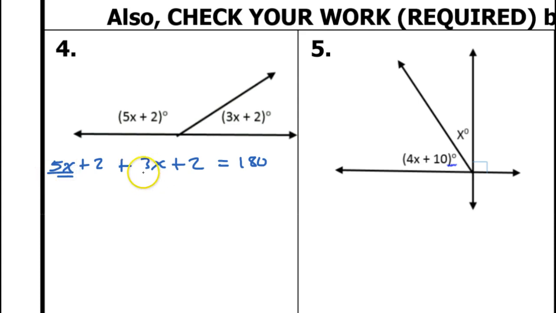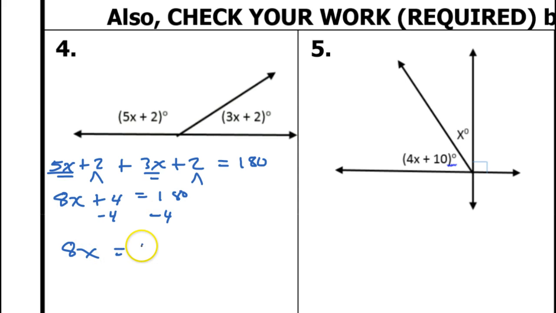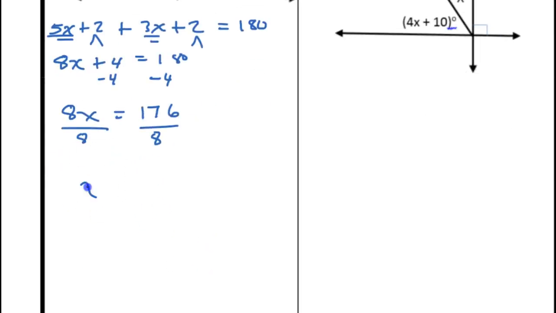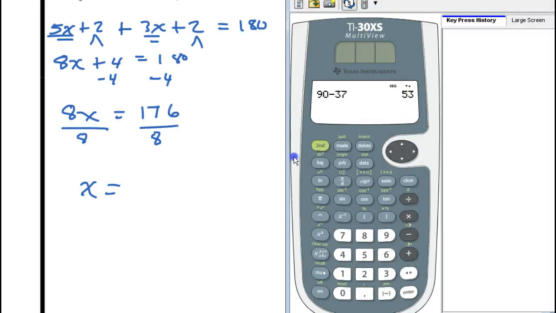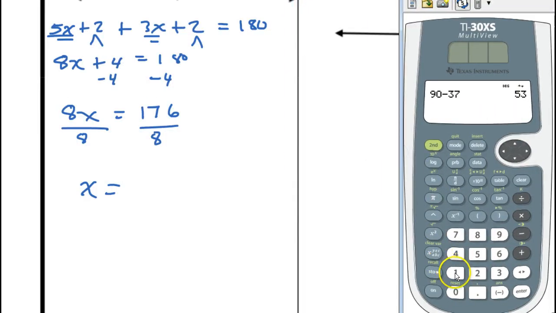Okay, now combining like terms, we're going to have 8x plus 4 is equal to 180. Subtracting 4 from both sides, we're going to have 8x is equal to 176. And then we need to divide both sides by 8. So that's 22.